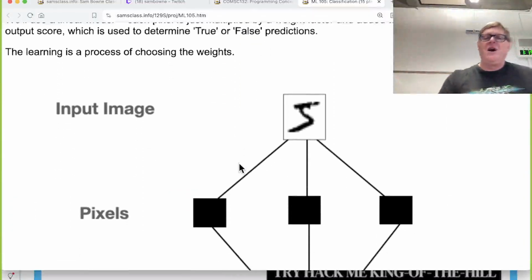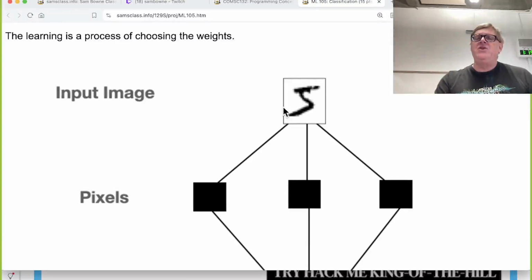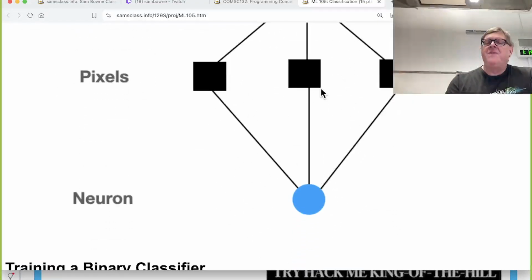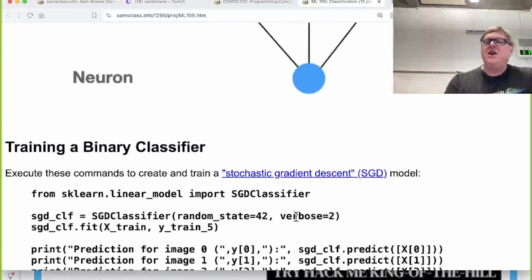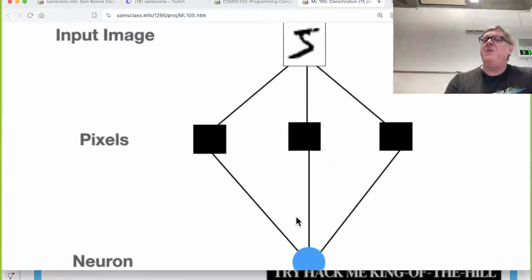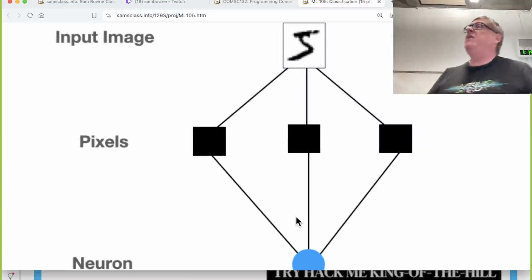So we can make a linear model, which goes like this. You feed in the input image. It has, I think, 28 by 28 pixels. And you just take each of those pixels and treat them as independent inputs into the machine learning model. And then you feed them all into a neuron, and the neuron does the calculation. This is incredibly primitive, and by the way, incredibly stupid, and not the way your eye works.